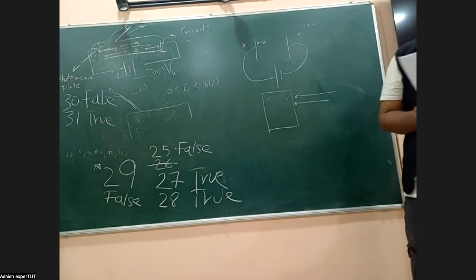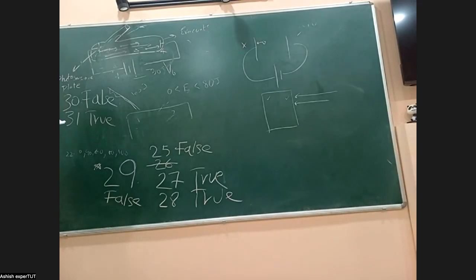The second one: if we increase the number of photons incident, the number of photoelectrons emitted increases. It should be true, because one photon knocks out one electron. If you increase the number of photons incident, the photo current increases, the electrons increase. Okay, correct, 32 is true.